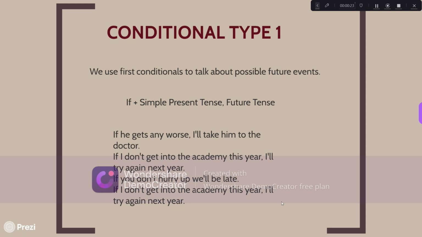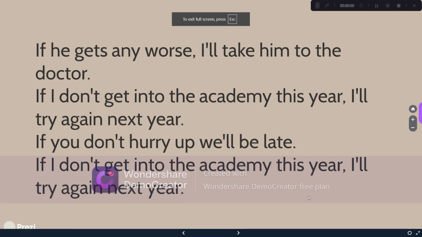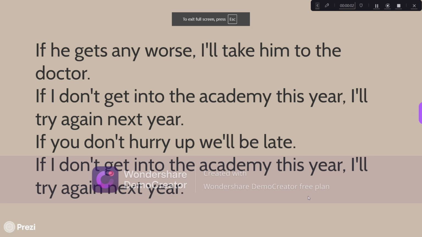The form of the conditionals type 1 is if plus simple present tense, comma, future tense. For example, if he gets any worse, I will take him to the doctor.